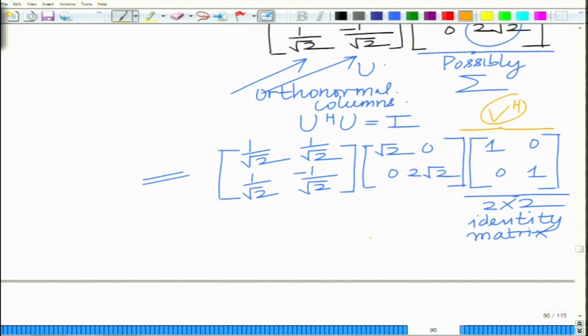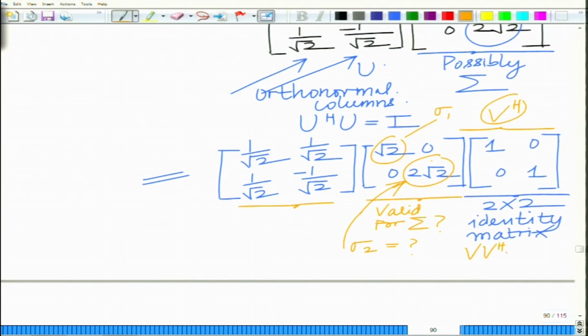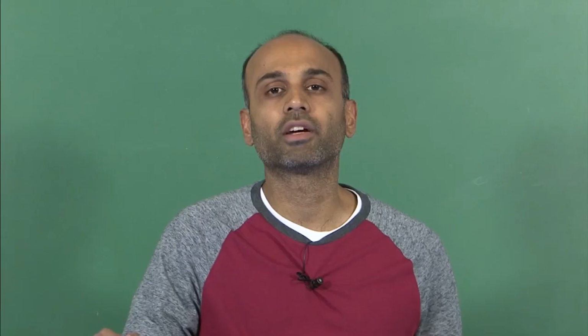Now, the only problem is the following. If you look at this, this is your U, but is this valid for sigma? This can be sigma 1, and this can be singular value sigma 2. Of course, identity matrix is a unitary matrix, therefore it satisfies V Hermitian equals V Hermitian, V equals identity.